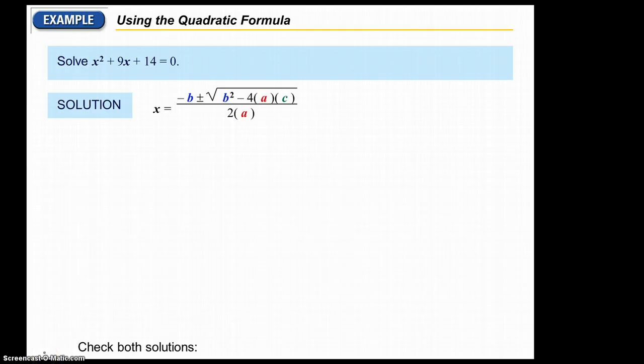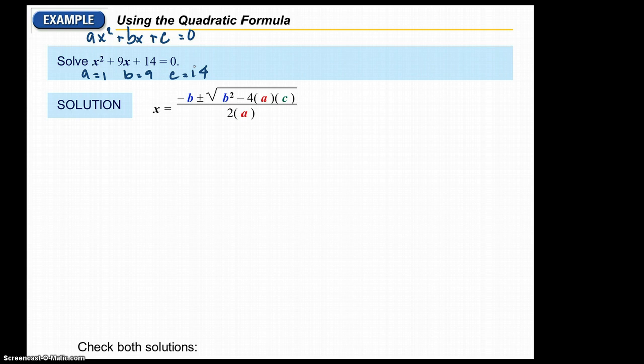So for our first example, we have x squared plus 9x plus 14 is equal to 0. The main thing with the quadratic formula that you have to remember is that one side has to equal 0. Everything has to be all on one side, your variables and your constants all together. So in order to find our solution, we're going to use this formula, and we know that it is ax squared plus bx plus c equals 0. So for this example, your a is 1, your b is 9, and your c is 14.